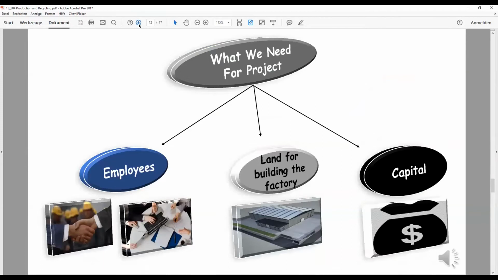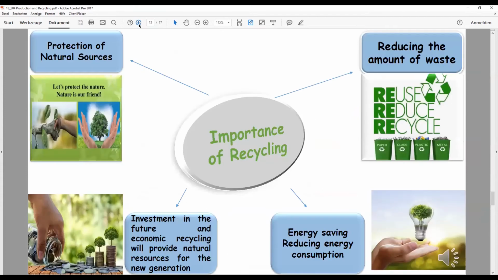What we need for a project: employees, land for building the factory, and capital. Importance of recycling: protection of natural resources, and investment in the future of the economy. Recycling will provide natural resources, save energy, reduce energy consumption, and reduce the amount of waste.